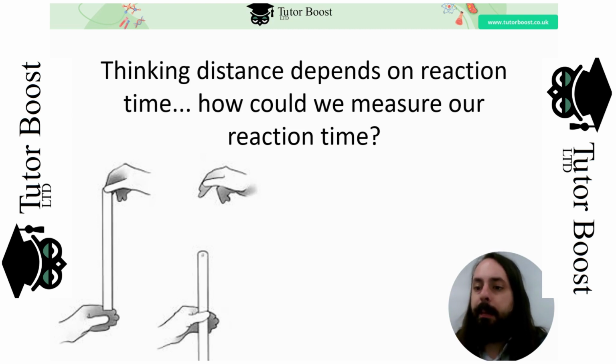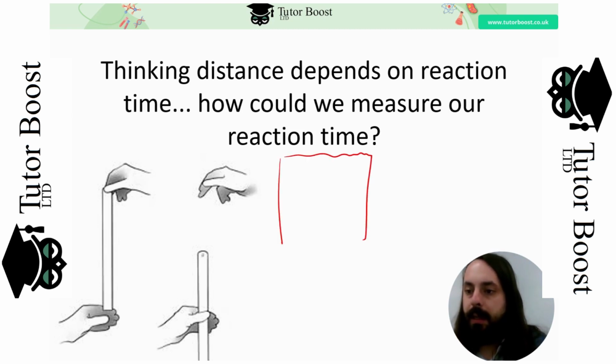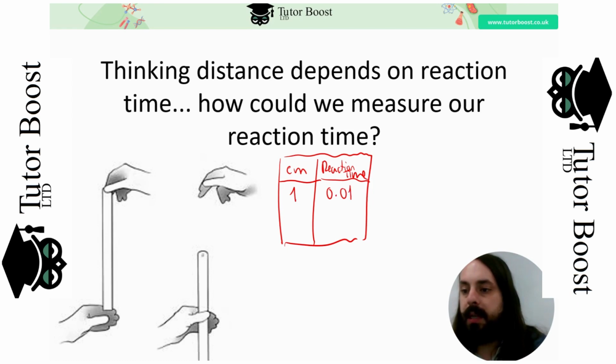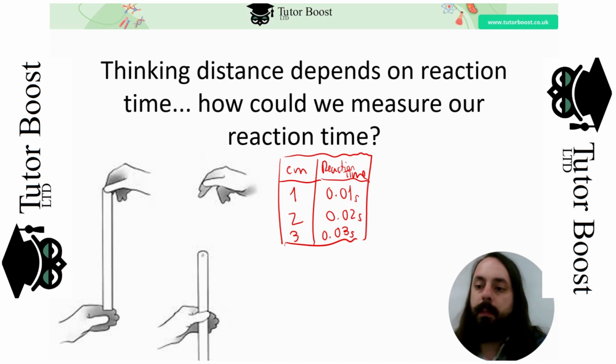Then I had a table already pre-made that correlated centimeters in the meter ruler and the reaction time. Okay, so let's say that 1 centimeter is a reaction time of 0.01 seconds, 2 centimeters 0.02 seconds, 3 centimeters 0.03 seconds, and so on. Now this is just as a reference. Obviously it might be other values, but just for you to have as a reference.